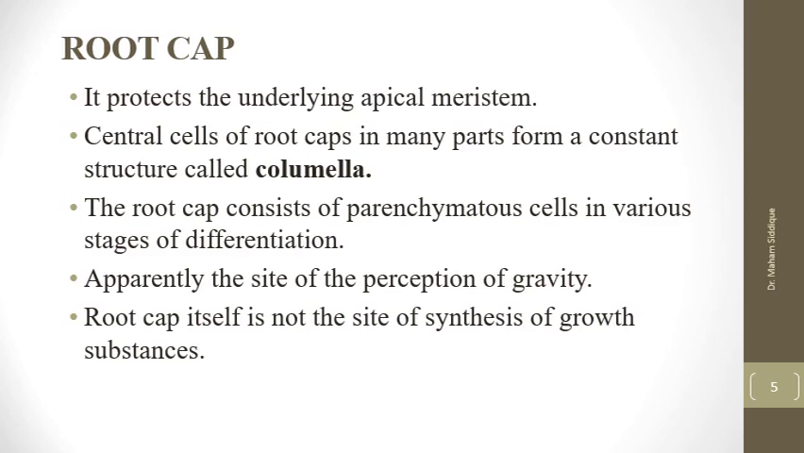Apical meristem adds new cells and increases the thickness of root cap. Central cells of the root cap in many plants form a constant structure called columella. Environmental conditions stimulate the development of root cap. Root caps are not developed where plants are grown in solutions. Root cap consists of parenchymatous cells in various stages of differentiation. It is protective in function.